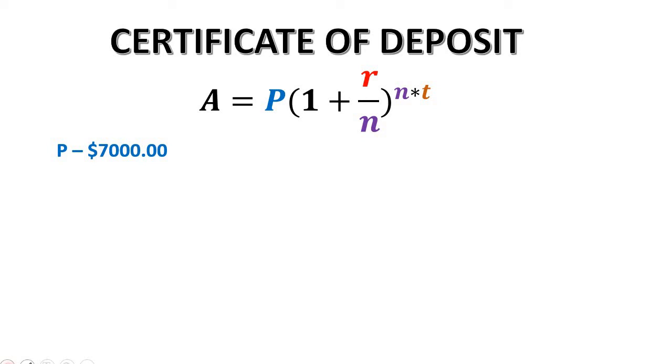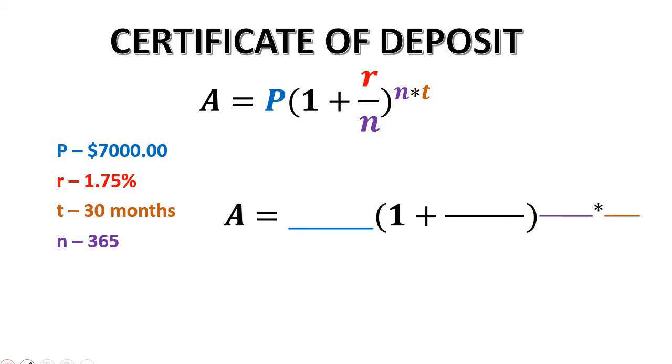Let's do another one. I'm putting 7,000 in. It's 1.75% for the rate. I'm going to leave this one in for 30 months. And N is, again, because we have the certificate of deposit, it's daily interest, and is 365. Okay, let's plug them in.